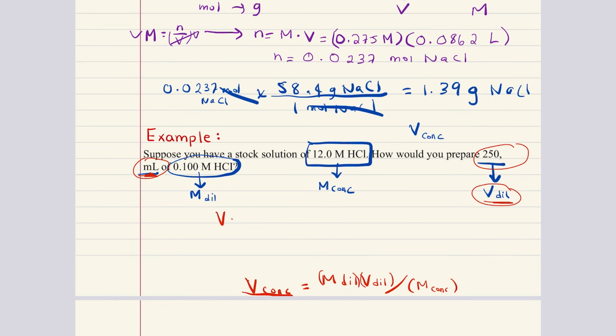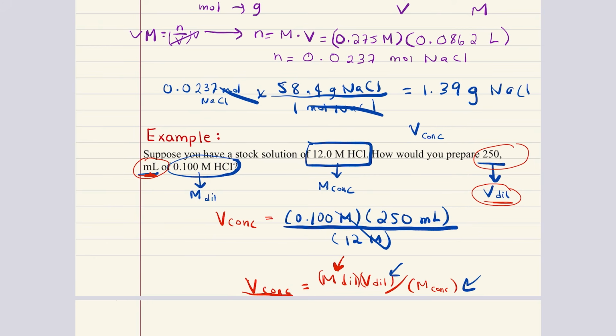All right, volume of concentrated is equal to the molarity of the diluted solution, which is 0.1 M, multiplied by the volume of diluted, that's 250 milliliters. That's all divided by the molarity of the concentrated solution, which is 12 molar. Notice how molar cancels out. We're going to get our answer in units of milliliters. Plug this into a calculator, and what you get is 2.08. So what you're going to need is 2.08 milliliters of your 12 molar hydrochloric acid.